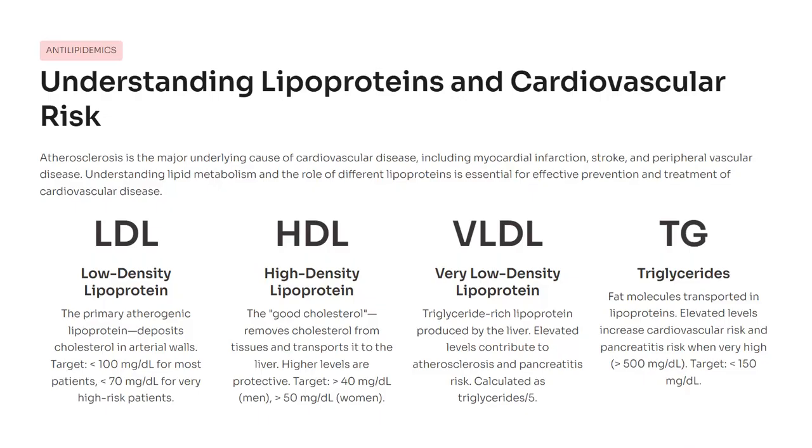You have your VLDL, which is the very low density lipoprotein. That is triglyceride rich lipoprotein, and it's produced by the liver. Elevated levels of VLDL contribute to arteriosclerosis and pancreatitis, so risk. And it's calculated as triglycerides divided by 5.